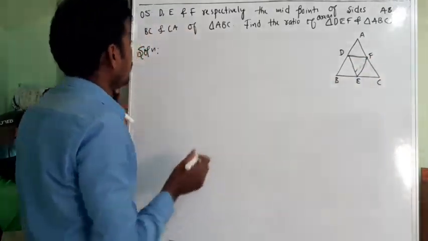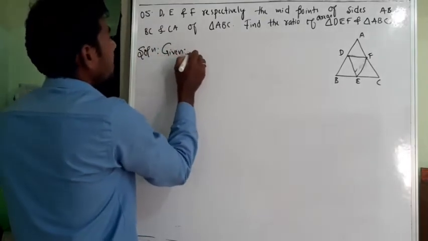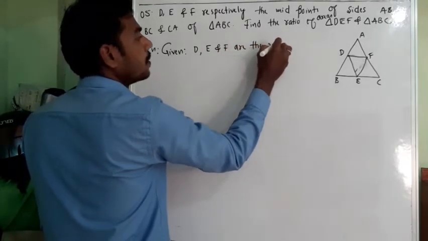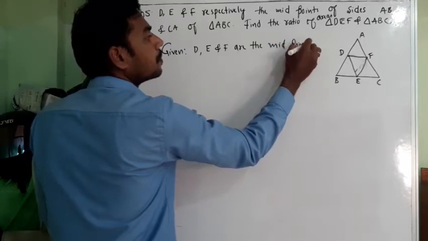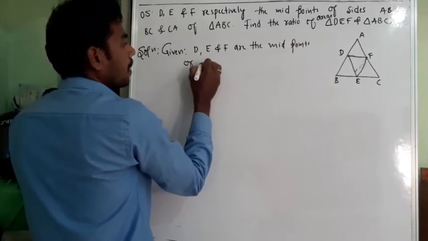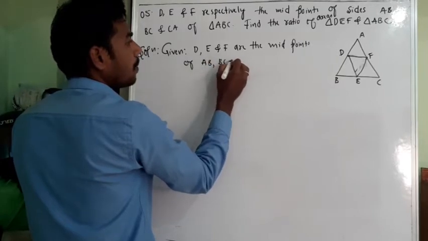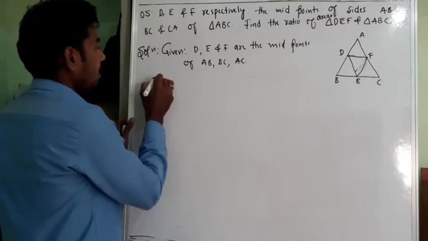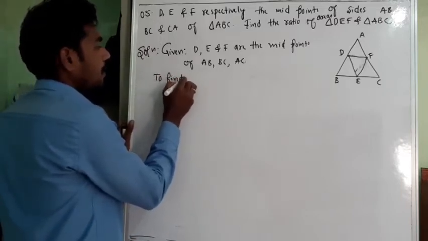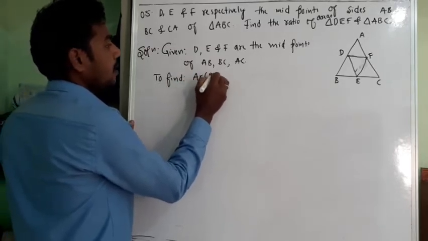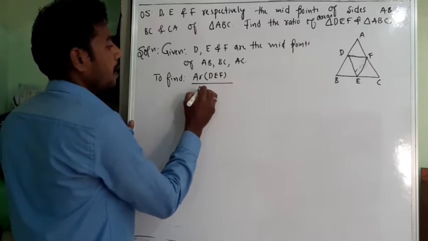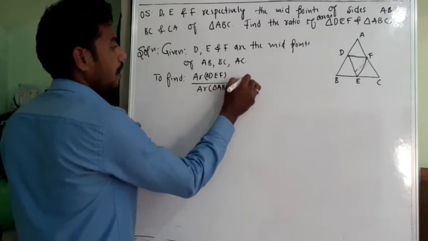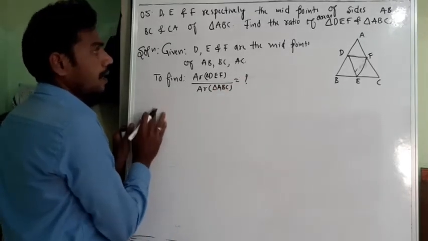So what is given to us? D, E and F are the midpoints of AB, BC, AC. Okay. What is required for us to find? To find area of triangle DEF divided by area of triangle ABC. This I need to calculate. Okay. So now what can I write?